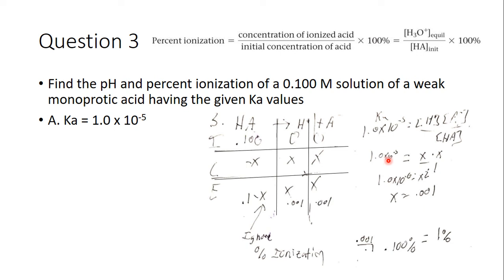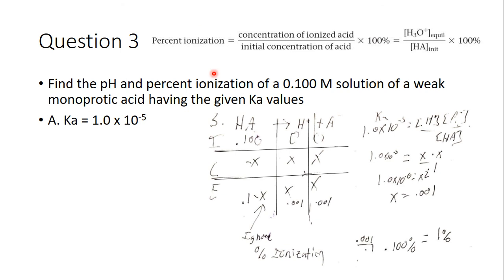So 1.0 times 10 to the minus 5 equals x times x divided by 0.1. Multiply each side by 0.1, which is 1.0 times 10 to the minus 6 equals x squared. x equals 0.001. So I forgot to solve for pH on this, but it's just like we did previously. pH is minus log H plus. We just found what H plus is, 0.001. So we want to do minus log 0.001.